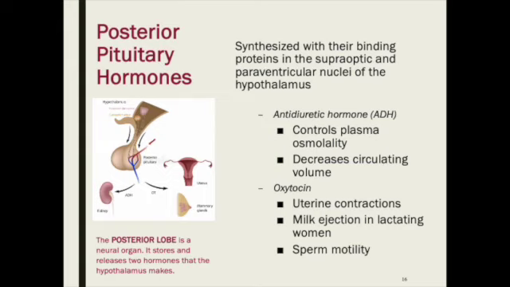The posterior pituitary is a neural organ. That posterior lobe is a neural organ, and it stores and releases two hormones that the hypothalamus makes. It's going to synthesize with the binding proteins to stimulate antidiuretic hormone, which controls our plasma osmolality. It also decreases circulating volume.